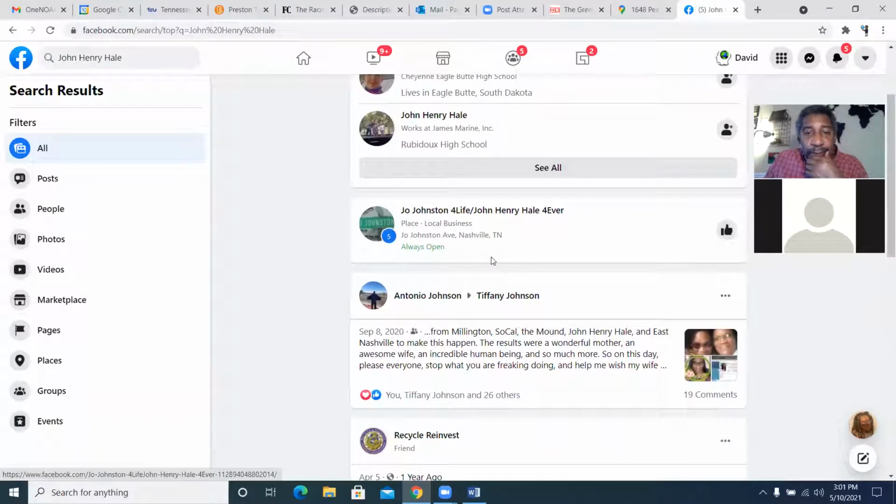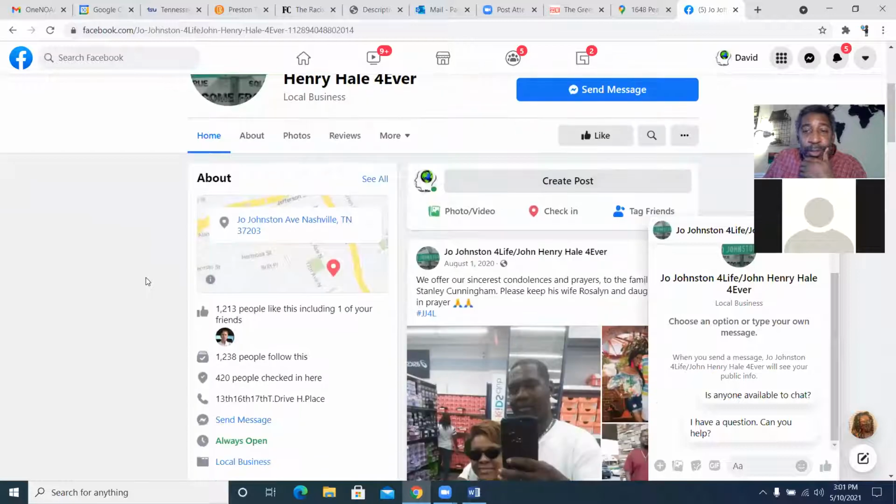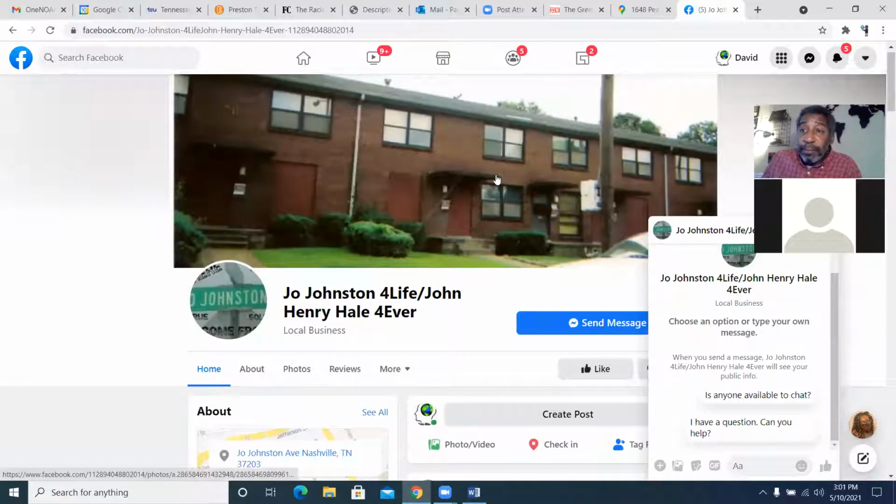Okay, see this? Joe Johnston for life, John Henry Hale forever. So this is a Facebook group of people who used to live in these projects. See, that's what they used to look like before Hope 6. So when these people were scattered all over town and taken out of the projects, it's almost like urban renewal all over again. You might think, oh, public housing is a horrible place to be.